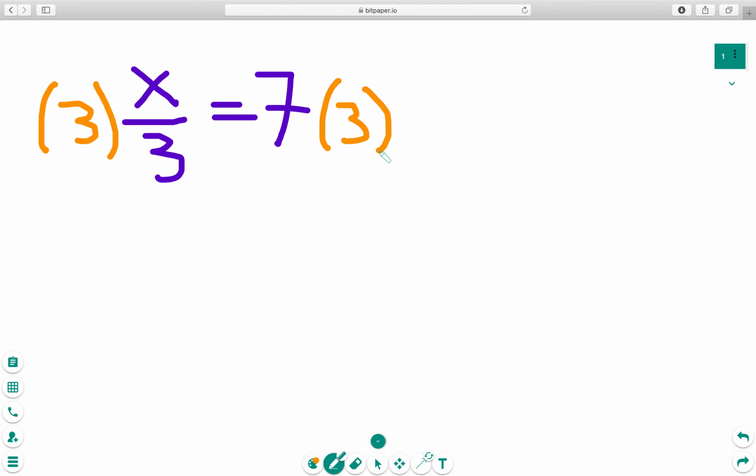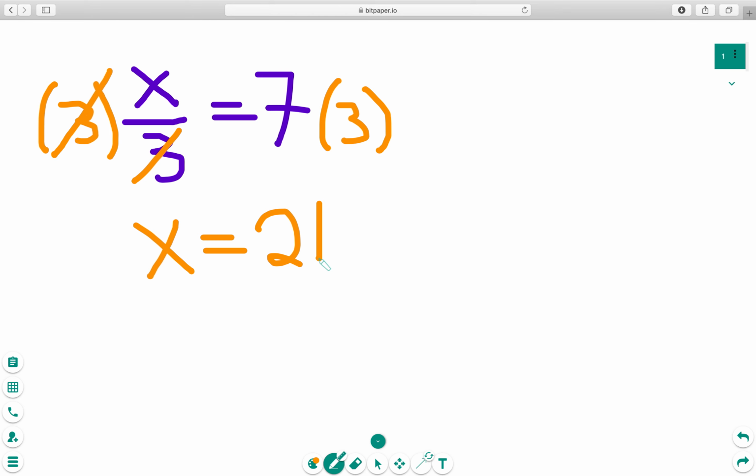Okay, can't forget to multiply both sides by 3. So now we have 3 times x over 3. So the 3 on this side and the 3 in the x over 3, this 3 cancels out. So we have x equals 7 times 3 is 21.